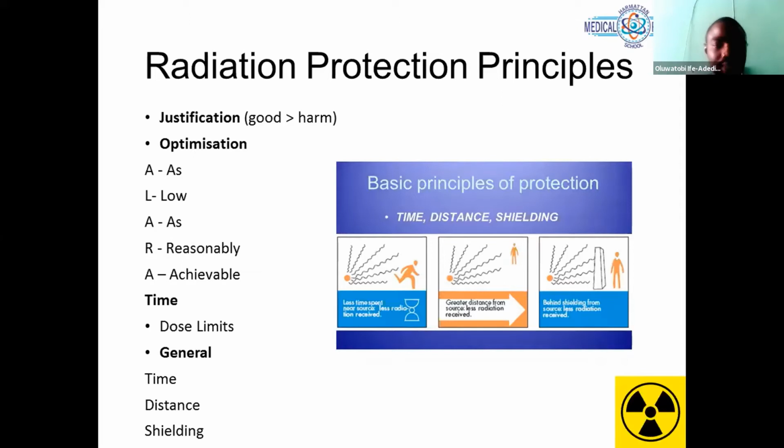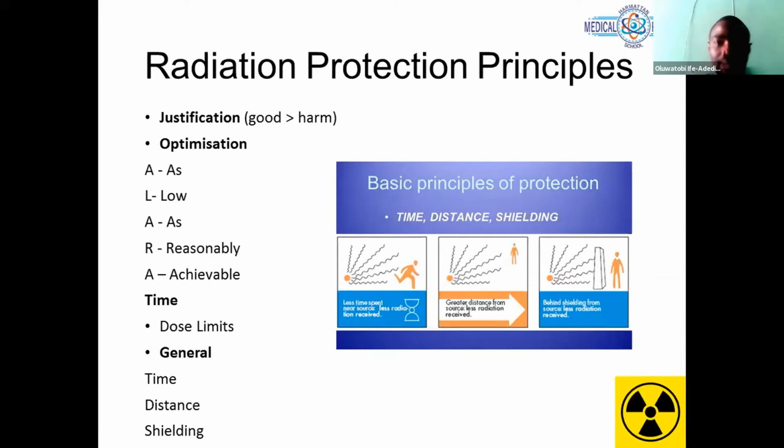But generally, radiation protection principles span time, distance, and shielding. By time, we mean that we should restrict exposure to radiation within a particular frame of time. And then by distance, if you look at the diagram there, the greater the distance from the source, the less the radiation received. And then by shielding, we are saying, if radiation is detrimental, then we can shield people away from the radiation sources. And that is very applicable in hospitals or in nuclear reactor facilities where we have shields to protect people and the environment.